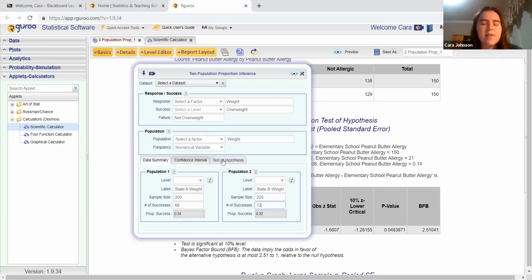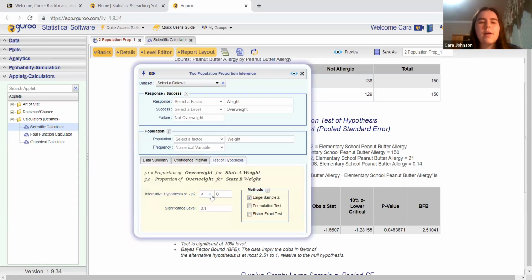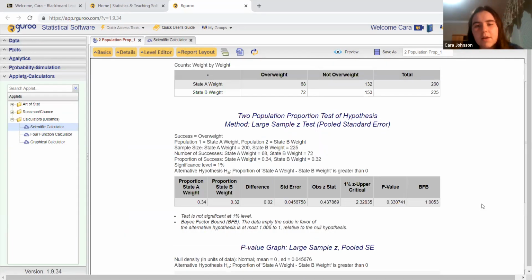All right, go under test of hypothesis. I am doing greater than, and my significance level is 0.01. And it's still large sample Z. Hit the eyeball, and I'm getting a p-value of 0.3307.